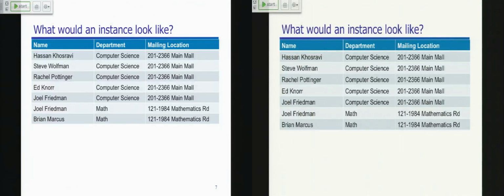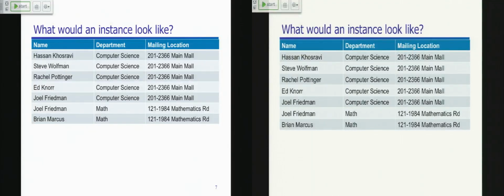The other could be, I have department computer science and mailing location a few times there. If I update one or two of these tuples and change the mailing location, and not change it in the other three, then I have a database which has information which doesn't go together. At the end, I'm not sure whether the computer science department is in 201, 2366 Main Mall, or is it in the other location. So if I don't update all of those mailing addresses at the same time, then I'm going to have a conflict because now I have two different location addresses and I'm not sure which one's correct.